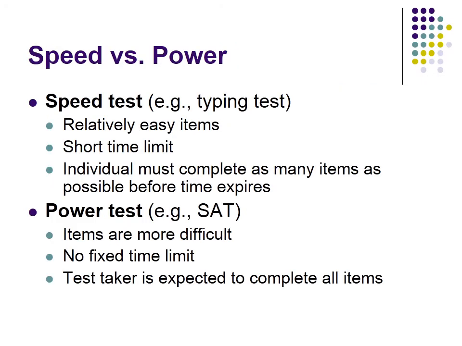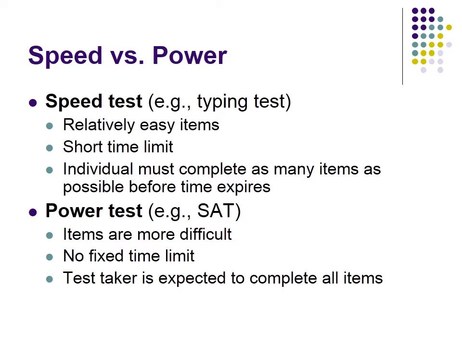So first we have speed versus power. A speed test involves relatively easy items with a very short time limit, and the goal is that you complete as many items as possible before the time expires. So the idea here is that you're going to measure 2 things with a speed test. You're going to measure number of items completed, and you're going to measure number of errors.